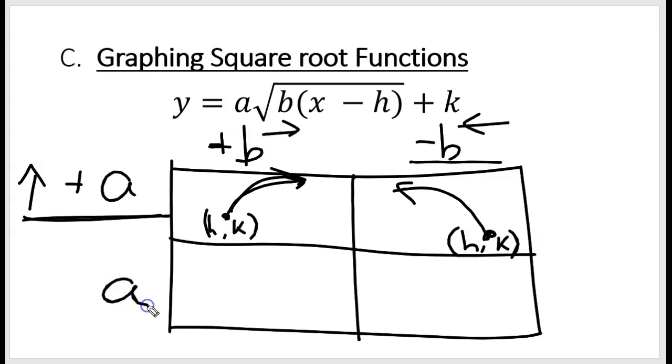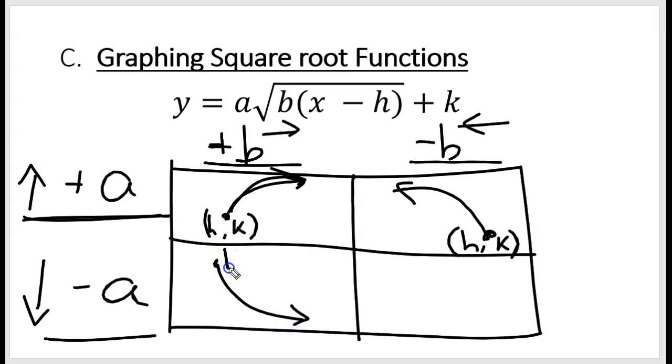Now, let's say we have a negative A. If you have a negative A, that makes the graph go in a downward direction. So let's say I have a negative A and a positive B. That means the graph is going to curve down and right. So that would look something like this. Now let's say that I have a negative A and a negative B, in which case it's going to curve down and left.